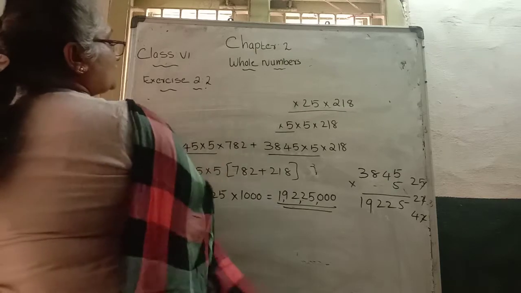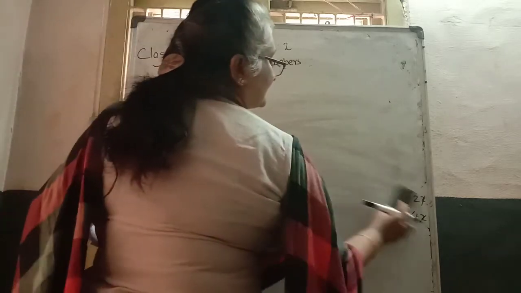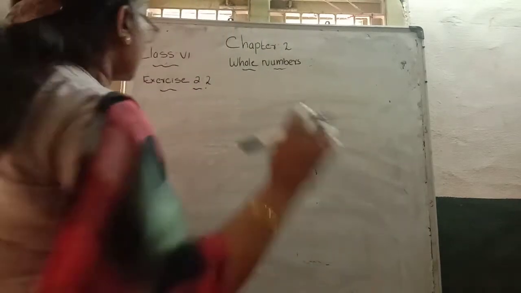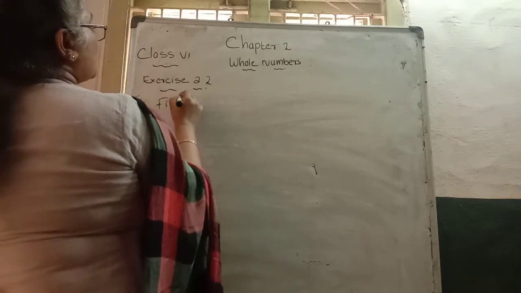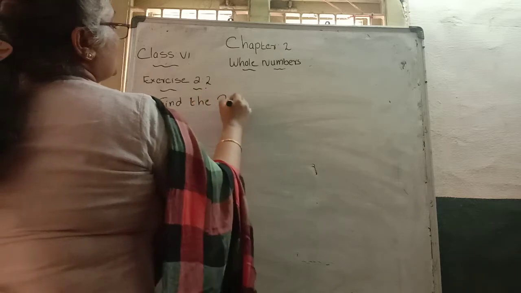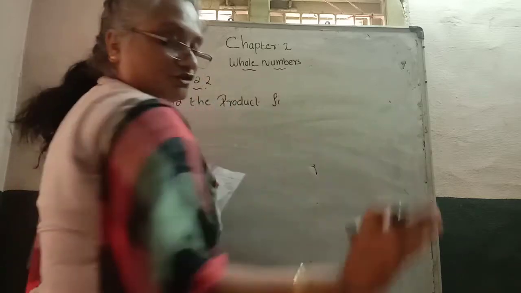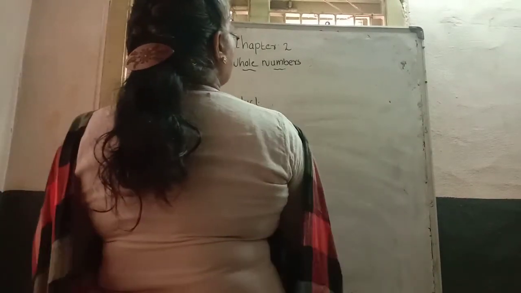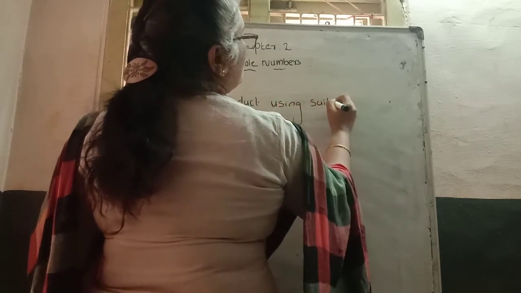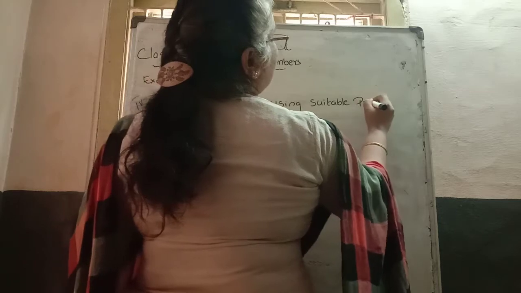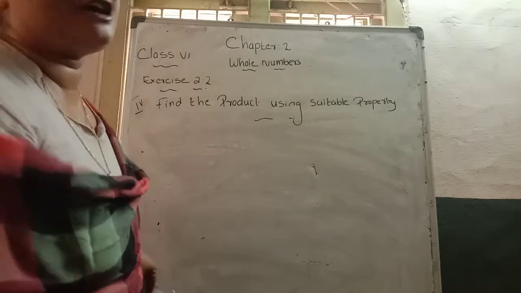Fourth Roman tells about find the product. Here also multiplication, find the product using suitable property. They are asking, using suitable property, find out the answer.